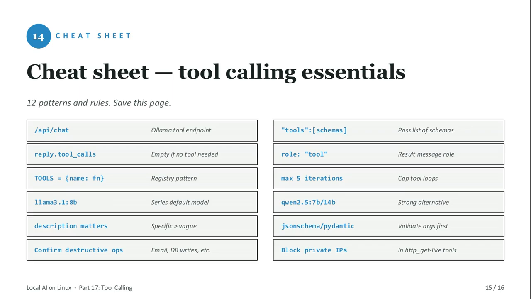On the left, hit /api/chat, check reply.message.tool_calls, register your functions in a tools dict, stick with Llama 3.1 8b or similar, write descriptions that are specific, and always confirm destructive ops. On the right, pass your schemas under tools, send results back with role tool, cap the loop at 5 iterations, Qwen 2.5 is a solid alternative, validate arguments with JSON schema or Pydantic, and block private IPs in anything that fetches URLs. That's tool calling in 12 rules.